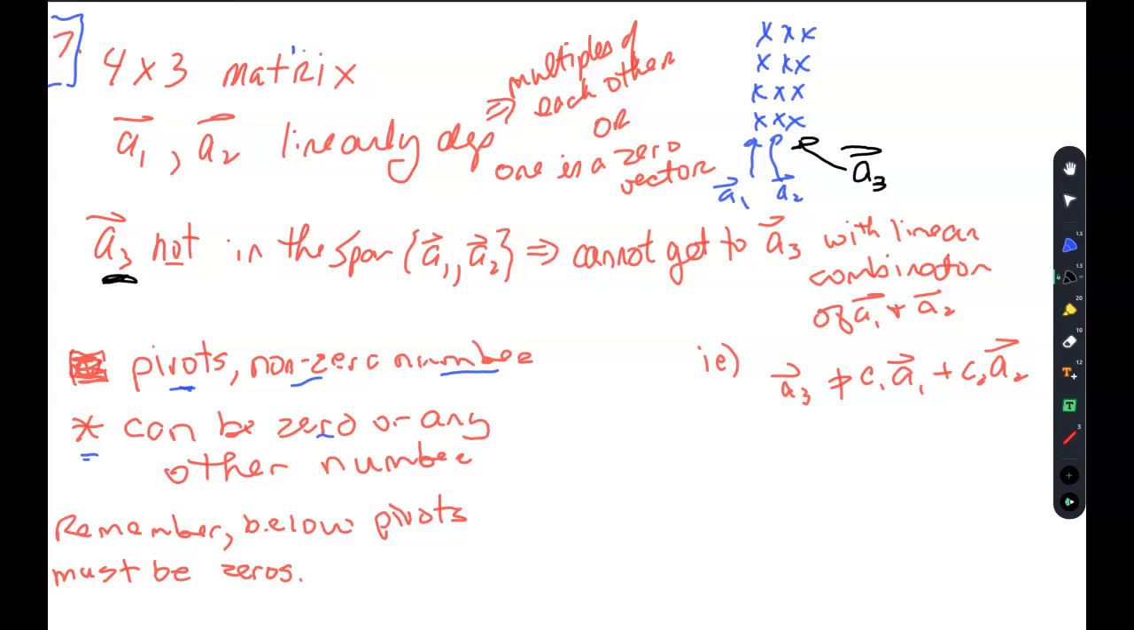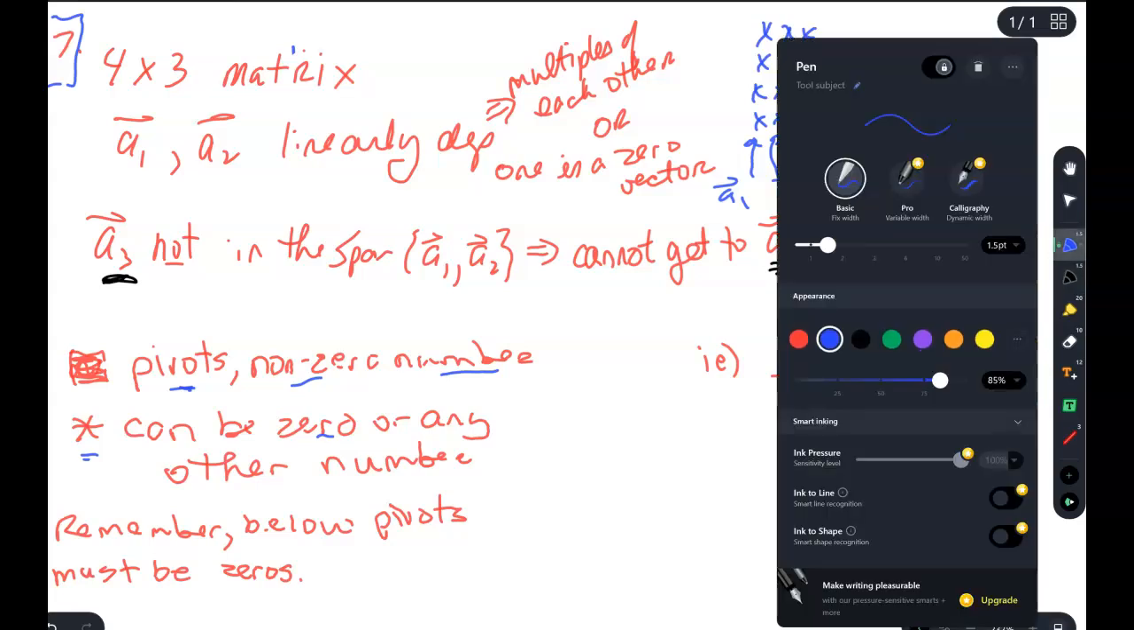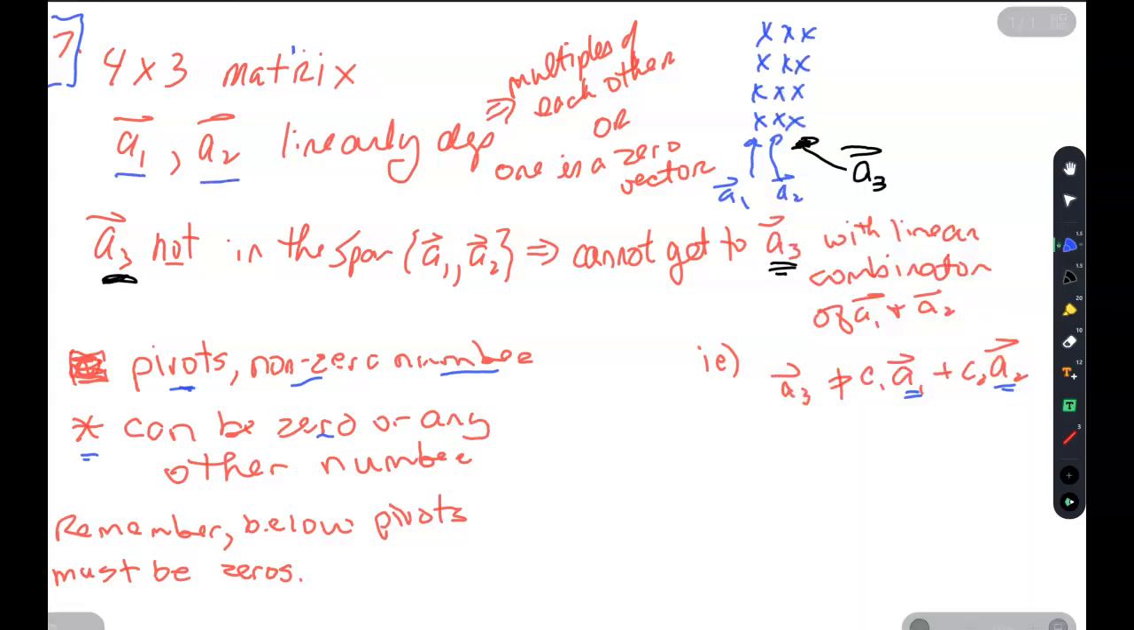So let's talk about what that means. You cannot get to this vector A3 by taking linear combinations of those two. Cannot get to A3 by linear combinations of A1 and A2. So what does it mean to be linearly dependent? These two vectors being linearly dependent means they're either multiples of each other or one of them is a zero vector. Okay, so we've got options.